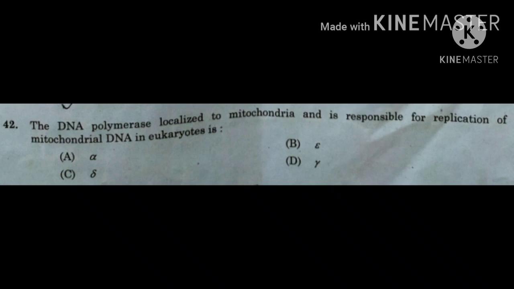So the DNA polymerase present in mitochondria and responsible for mitochondrial DNA replication and repair is option D, gamma DNA polymerase. So the correct option for this question is option D, gamma DNA polymerase.